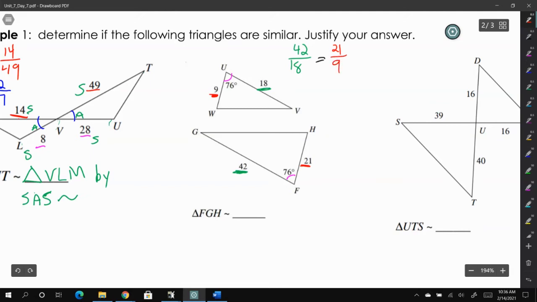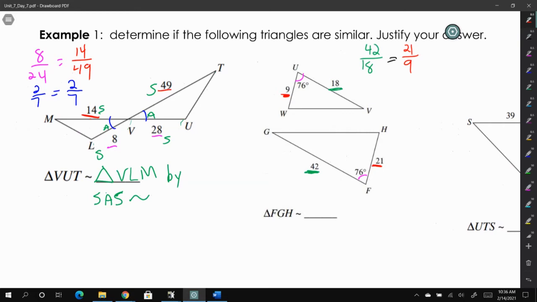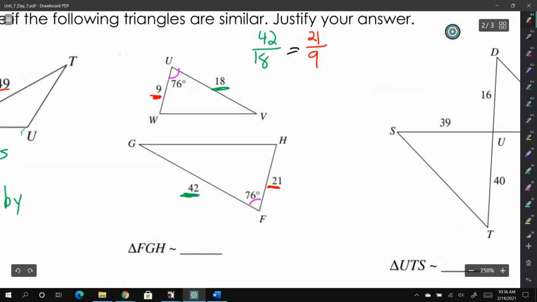over 9. Now you may say, well, you put the smaller numbers on top in the first part of this example, and now you put the bigger numbers on top. Like I said before, it doesn't matter as long as you are consistent. I couldn't put my second fraction as 9 over 21 in this case.